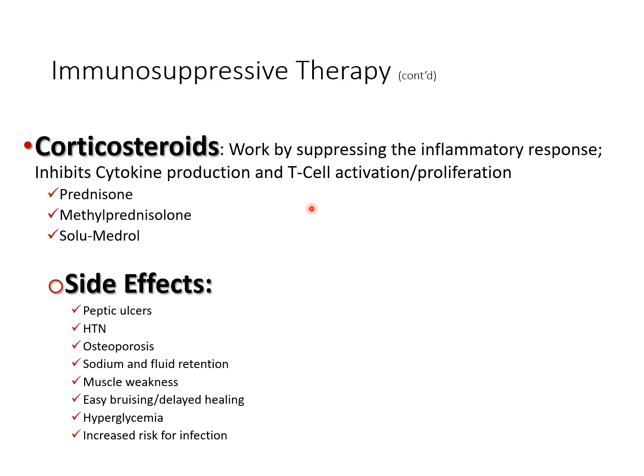So there are different things that they can use for immunosuppressive therapy. Obviously your corticosteroids, which you are very familiar with already. With the steroids, they're inhibiting production and T cell activation and proliferation, essentially suppressing the inflammatory response. These are all the side effects that can happen, and you are already familiar with these side effects from steroids.